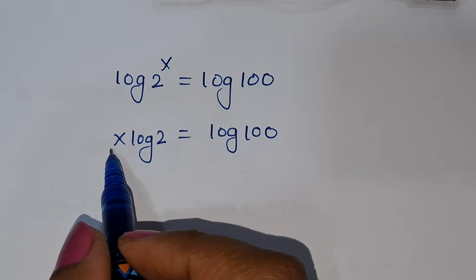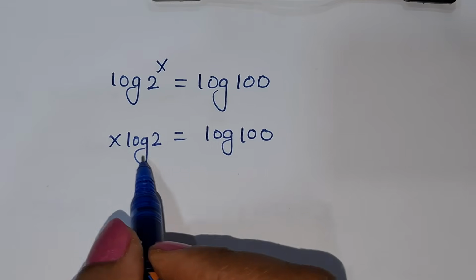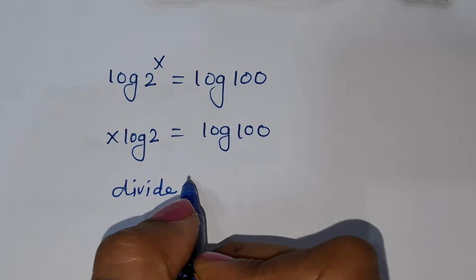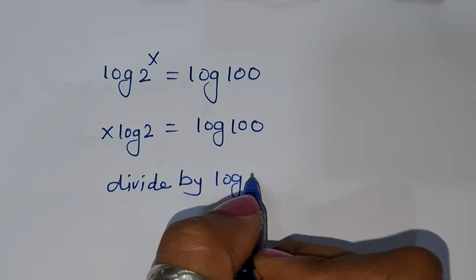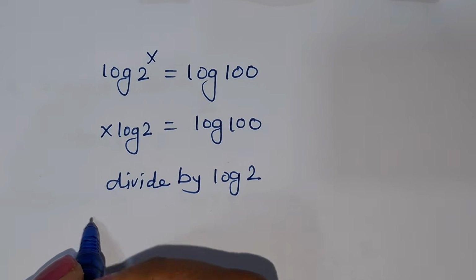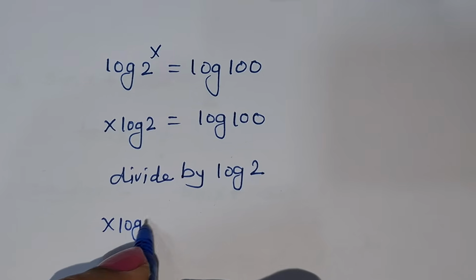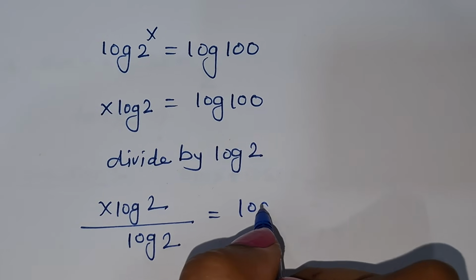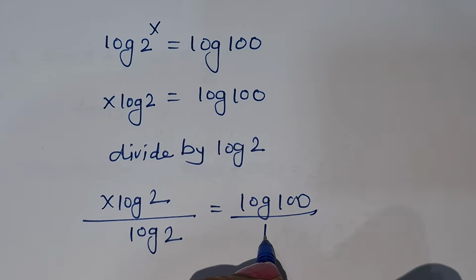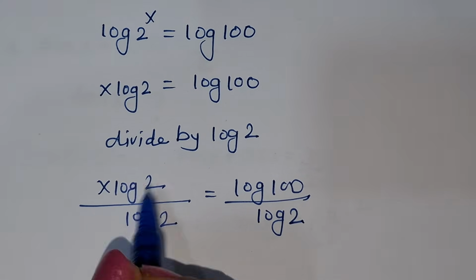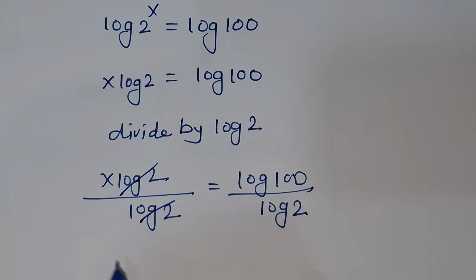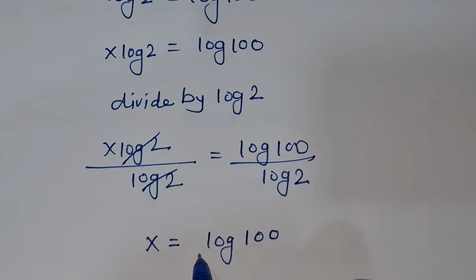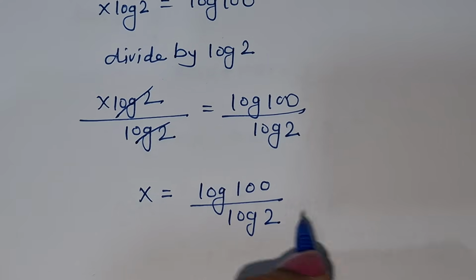Now to find the value of x, we have to cancel this log 2, so we divide both sides by log 2. We get x log 2 divided by log 2 is equal to log 100 divided by log 2. Now log 2 cancels with log 2, so x is equal to log 100 divided by log 2.